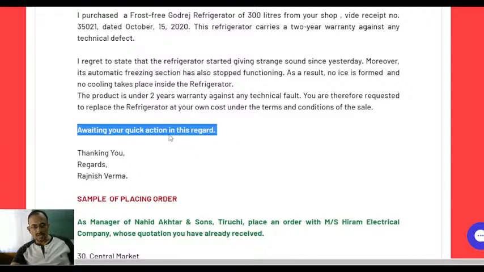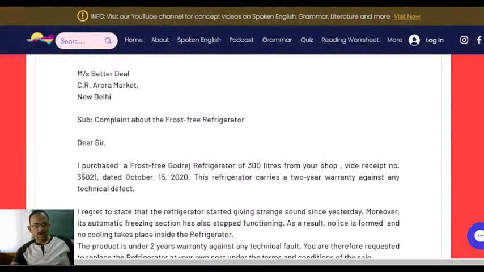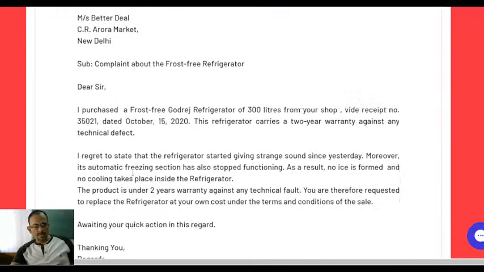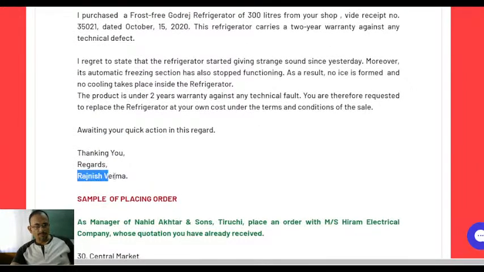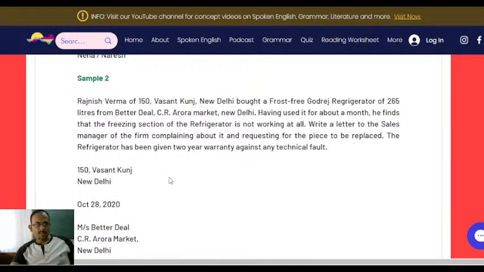So this is what you write towards the end, and then you write yours truly or regards. If your name is not given you can write it; it is given here, Rajneesh Verma. So you have to write Rajneesh Verma here. Understood? So this is how you have to write a business letter of complaint.